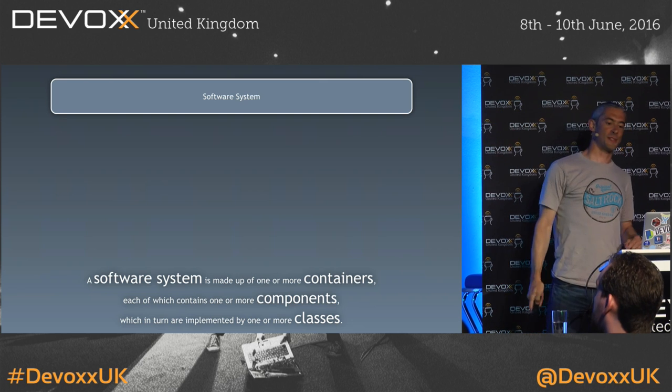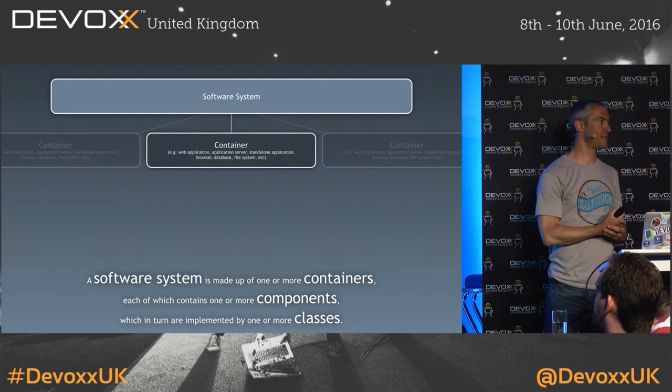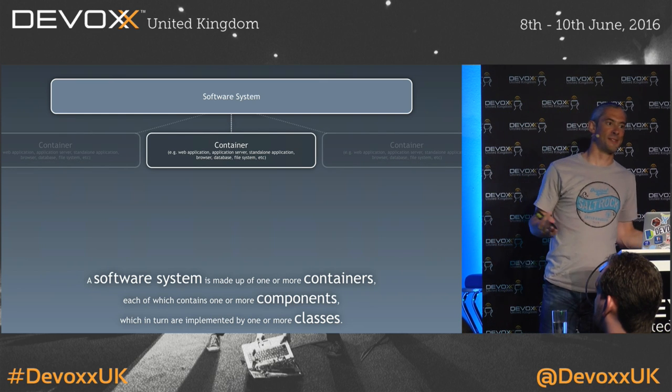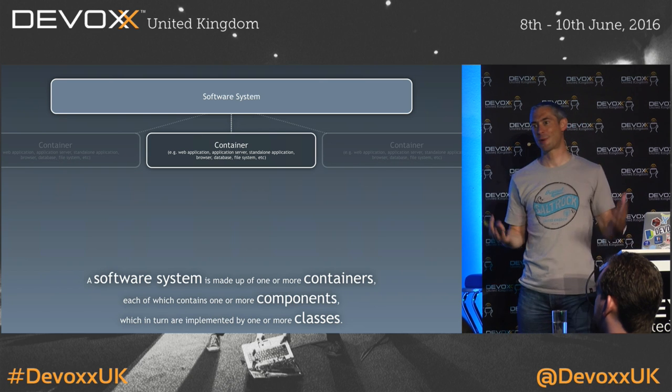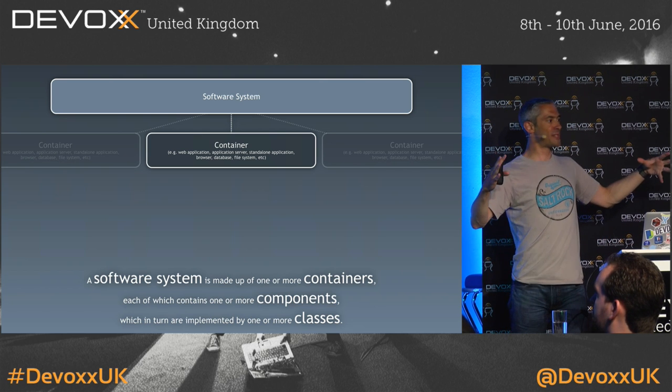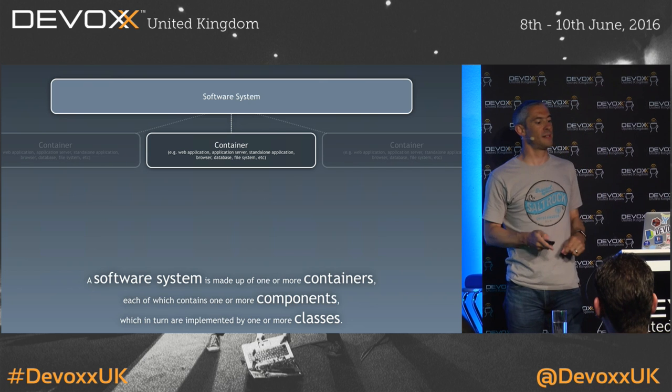So for me, a software system is made up of a bunch of containers: web apps, databases, file systems, batch processes, standalone applications, mobile apps. Basically, a container is something that runs code or stores data.